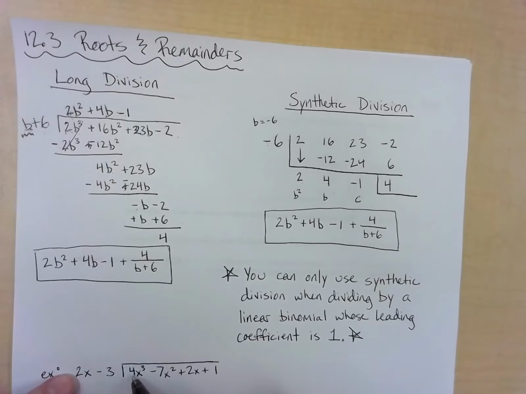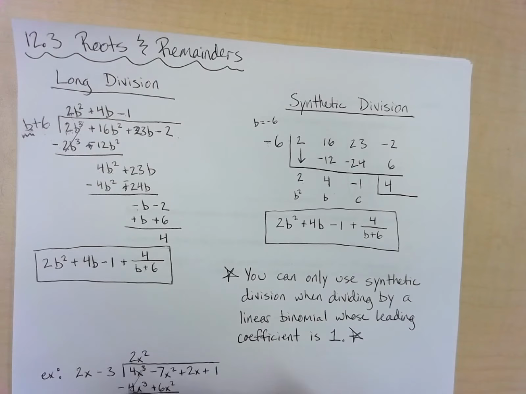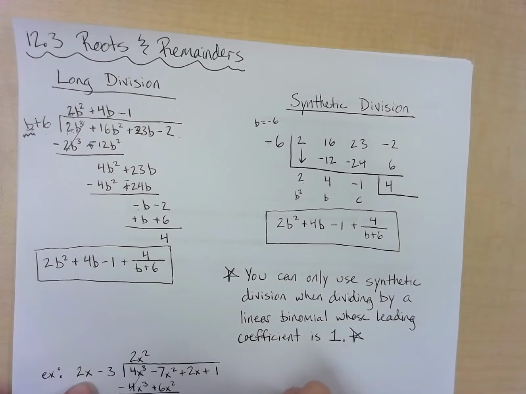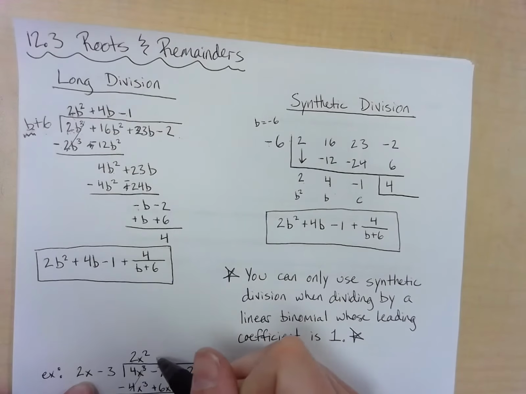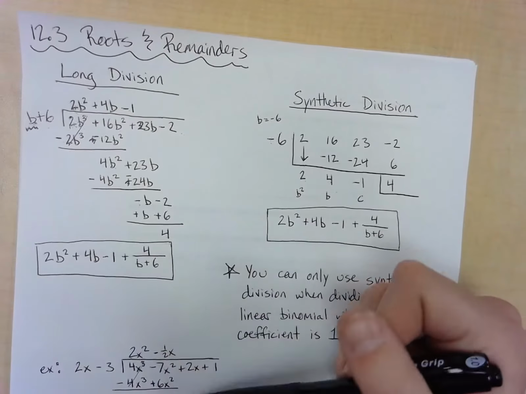Okay, 2x times 2x squared. So I get 4x cubed minus 6x squared, subtract it. So these cancel. I get negative x squared plus 2x. So that's going to have to be 2 times negative half x. And this is getting ugly, but the point I wanted to show you is the same.